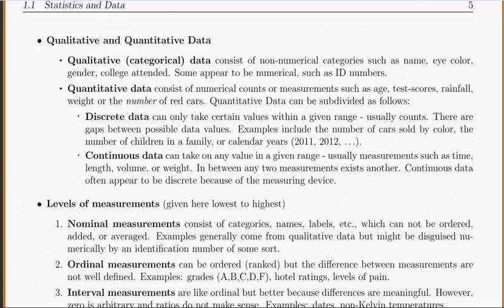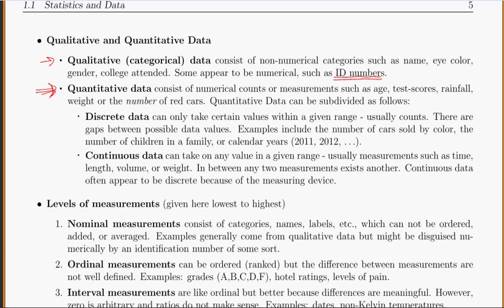There's qualitative and quantitative. Qualitative, also known as categorical, or basically descriptions, things that are non-numerical. Some qualitative data, such as ID numbers, student ID numbers, things like that, they look numerical, but they're really just names. It's a numerical name, so it's not really quantitative. Quantitative is numerical, right? Numerical counts or measurements or weights or heights, things like that.